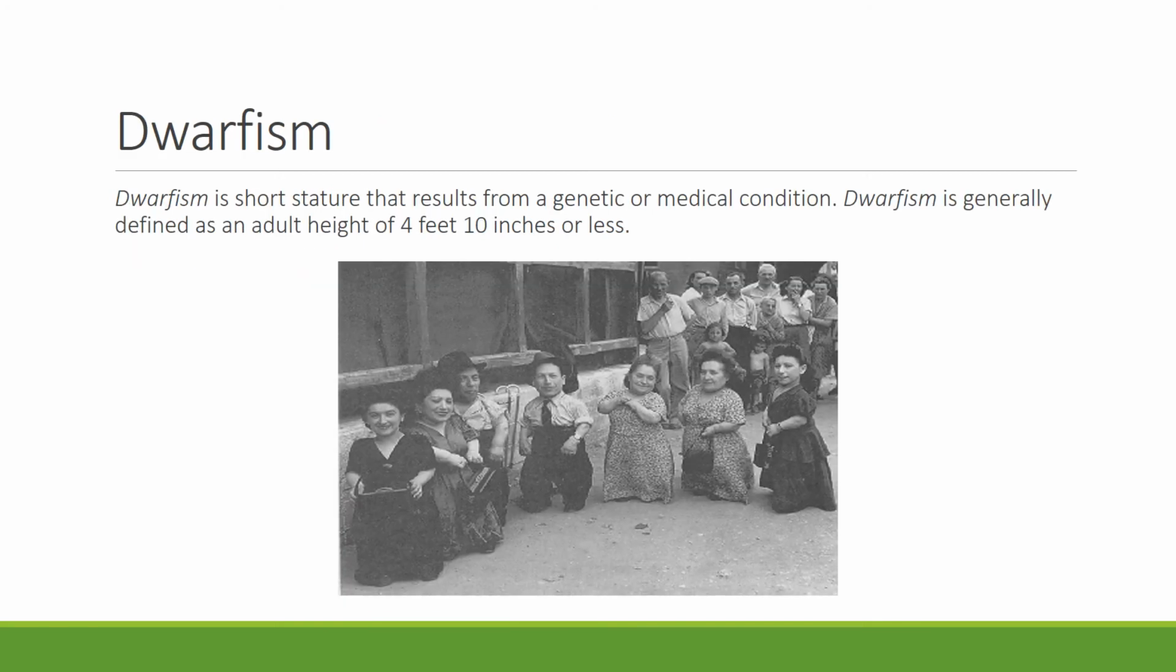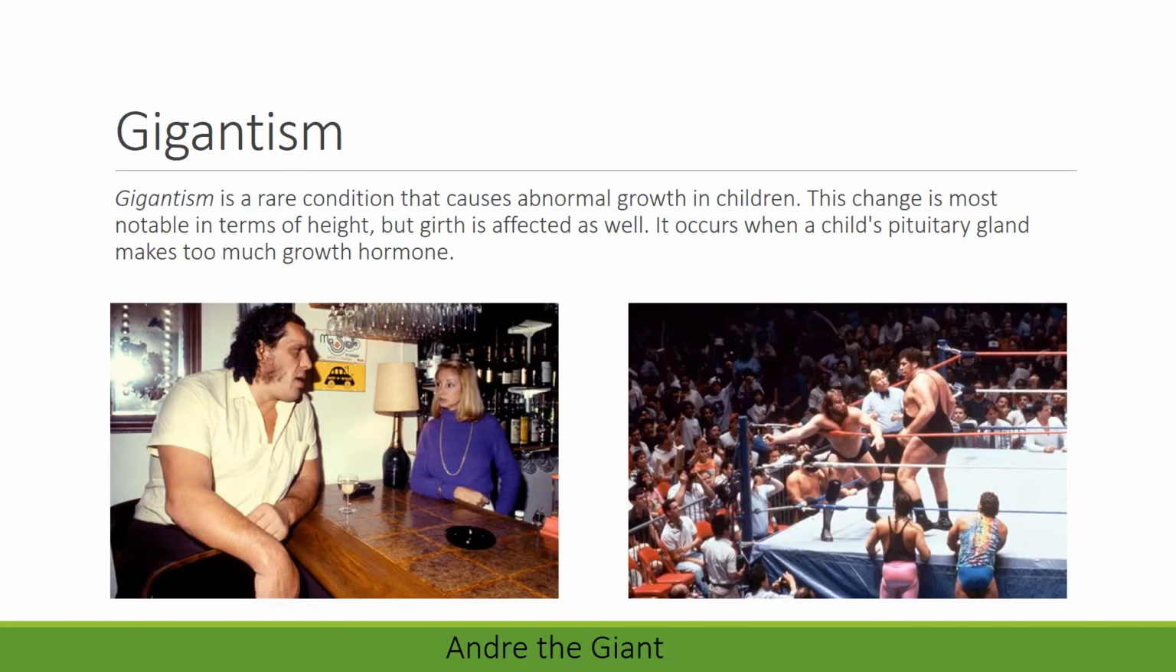Dwarfism is short stature that results from a genetic or a medical condition. It's generally defined as an adult height of 4 feet 10 inches or less. Depending on the cause of dwarfism, there are treatments possible. Sometimes it is treatment to elongate the bones, and that's a surgical treatment, and sometimes it's administration of a hormone, in particular growth hormone, early in the child's life before their growth plates have closed.